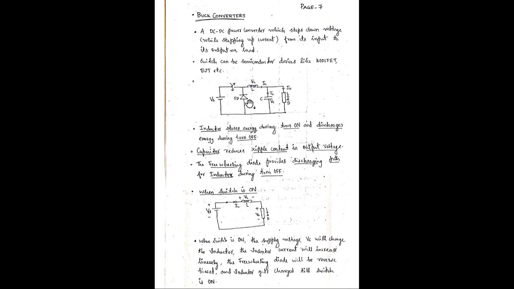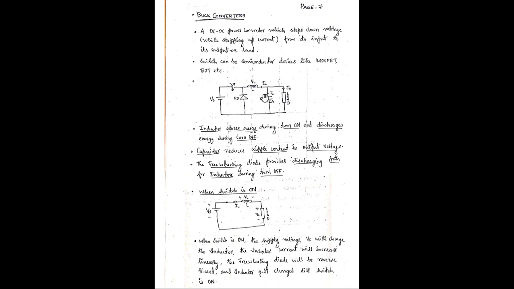in this circular path. This freewheeling diode will become short circuit. It will be forward biased and it will become short circuit when turned off. And the capacitor reduces the ripple content in the output voltage. Here the main purpose of this capacitor is to reduce the ripple content in the output voltage, and the freewheeling diode is present here. The freewheeling diode provides the discharging path for the inductor during turn off.